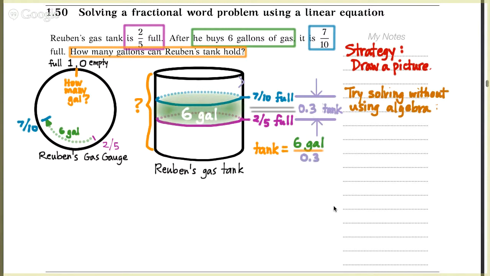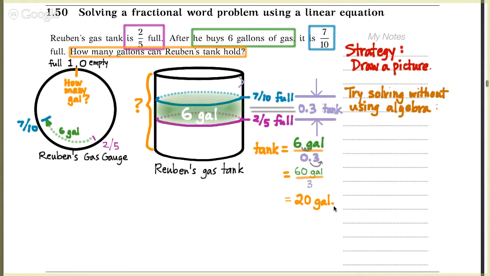Well, it's going to be 6 gallons divided by 0.3. How do we do 6 divided by 0.3? Well, let's just move the decimal point in the denominator to the right one to give me a whole number. But if I do that, I have to move the decimal point in the numerator to the right one also and turn 6 into 60. So 6 divided by 0.3 is the same as 60 divided by 3. And that's a pretty friendly whole number division problem whose solution is 20 gallons. So according to this, Ruben's gas tank holds a total of 20 gallons.